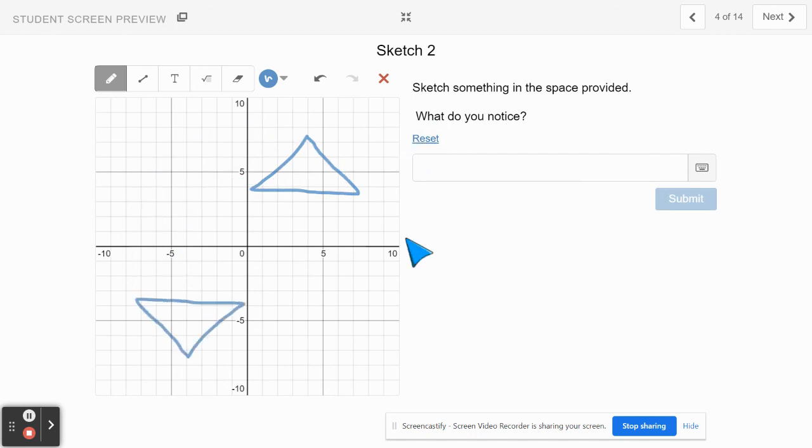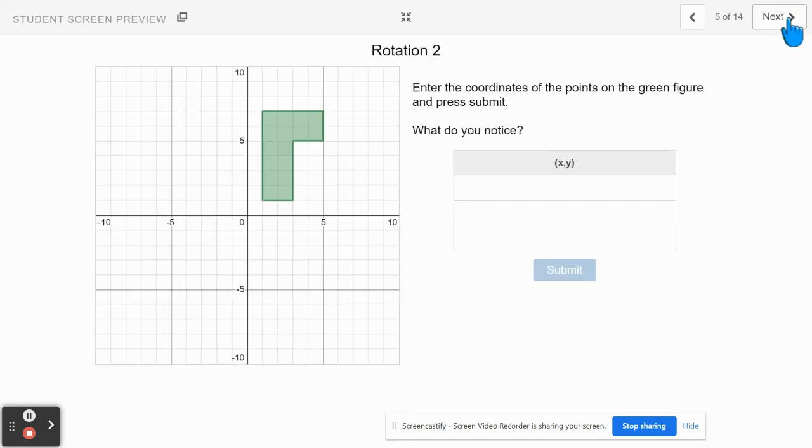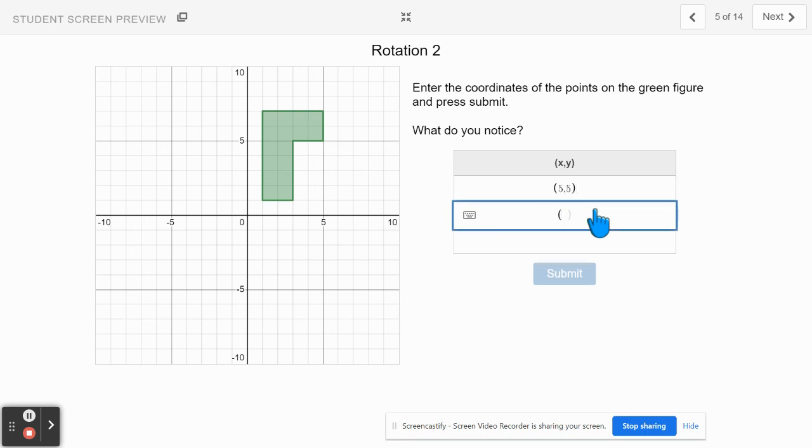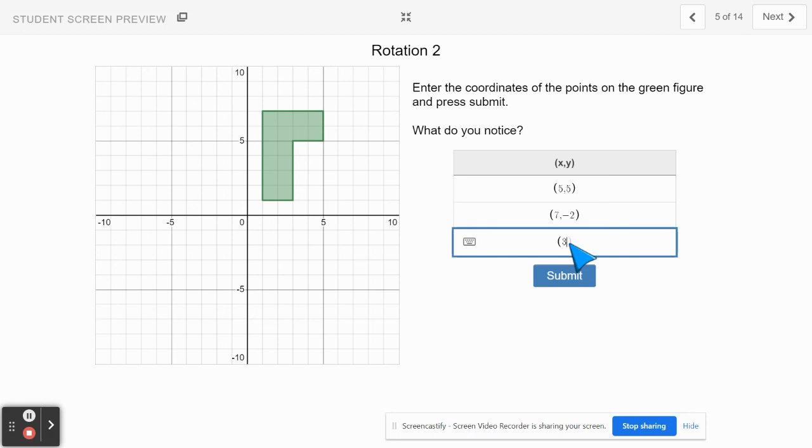All right, what happened there? Can you guys give me an answer? Push pause, Miss Alonso, for them to type. All right, we're going to go ahead and see. If I was to give a coordinate, I wonder if it's going to help anything with what we're doing. If I did 5, 5, 7, -2, and let's see, 3, 4, and I submit.